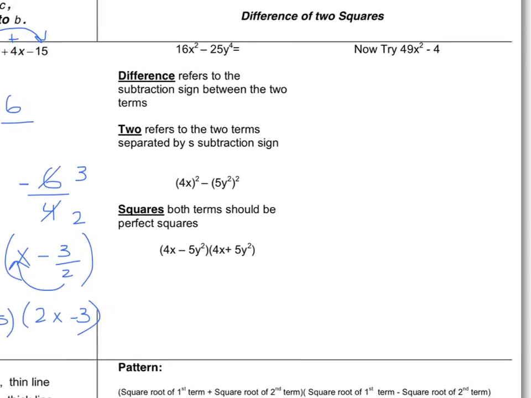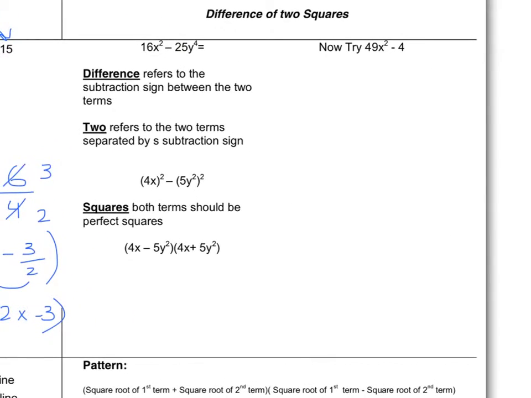Now let's move on to the next lesson, or whatever we took also before, and it's difference of two squares. Now what does difference mean? Difference means there's a minus in the middle. It refers to the subtraction sign between the two terms. Difference of two. Two means you have two terms. Squares means each one of them should be written as a perfect square, or they should be perfect squares.